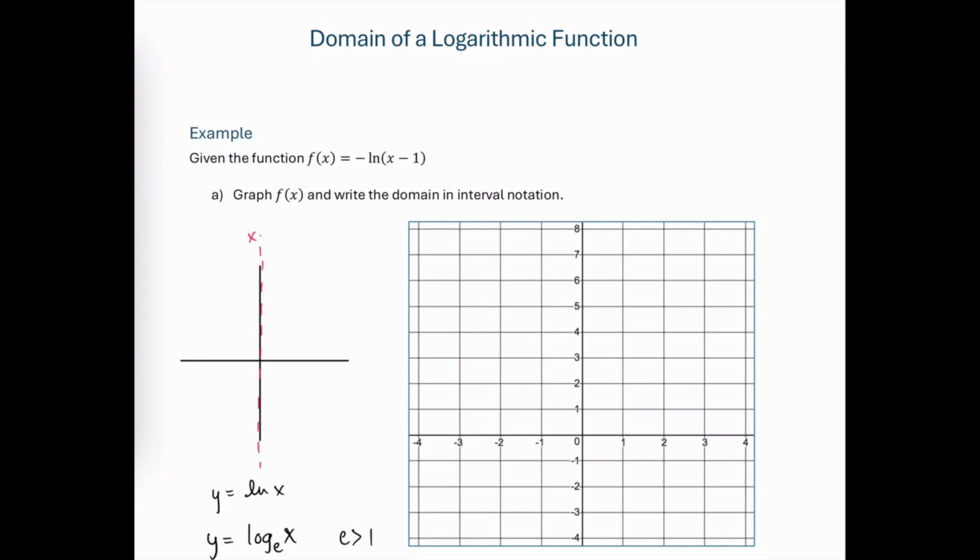And the starting characteristics are that we have a vertical asymptote at x is equal to 0, an x-intercept at (1, 0), and this is an increasing function that approaches that vertical asymptote but never actually arrives there.